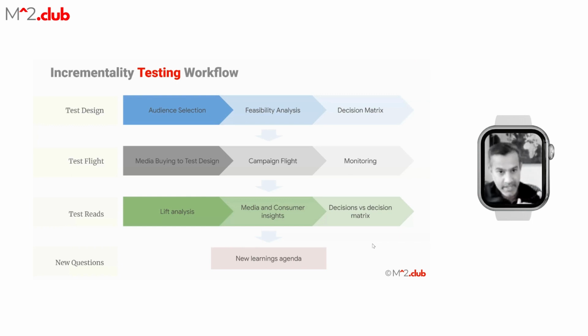Okay, that's test flight. Now you do that, and the last part is the test read. Again, 3 steps in this. One is the lift analysis. This is what everybody understands, right? You're trying to understand, hey, what would have happened in those test markets if we had a BAU treatment? That prediction is called the counterfactual prediction. So you're trying to figure out what would have happened if I didn't do anything different in the markets than what I did nationally. That prediction is called the counterfactual prediction. Then you observe what happened in market. The difference between those two is what is called lift.